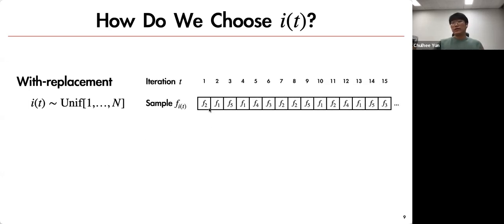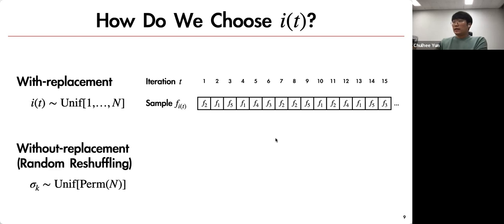So this is how the sampled indices look, and the sampled index here is completely independent from the past iteration and the future iteration. This makes the stochastic gradient evaluated with the chosen component function an unbiased estimator of the true full gradient, and this makes the analysis much easier. In contrast, practitioners actually use without replacement sampling, which is also called random reshuffling.